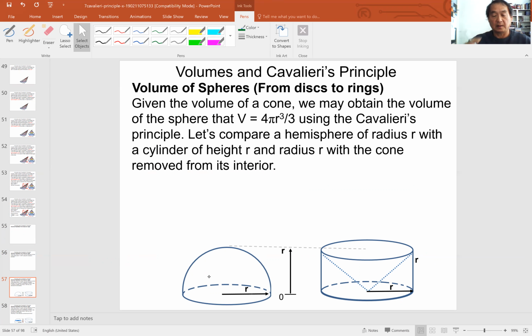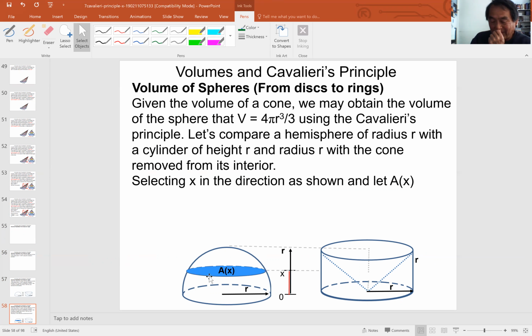Here's another volume, of a sphere, that's justified through using Cavalieri's theorem. Okay, and so we're going to calculate the volume of the top half of the sphere. Okay, we're going to compare it to a cylinder, with the same radius, with the cone drilled out.